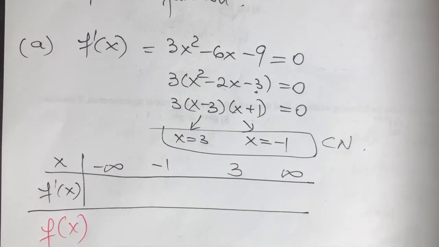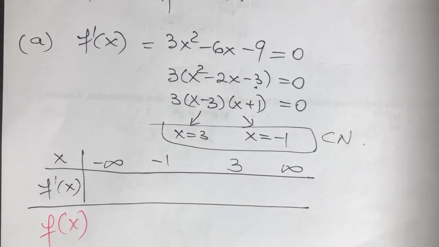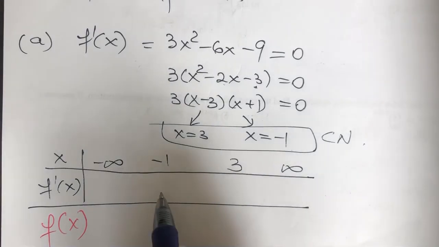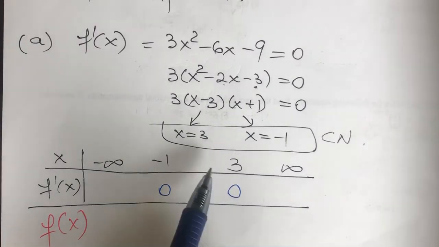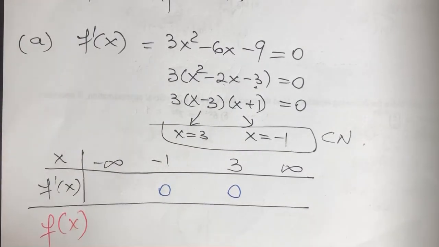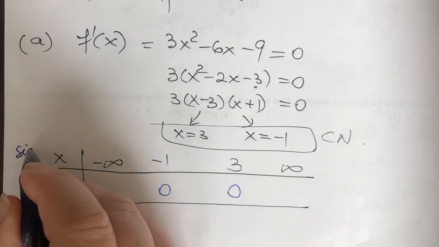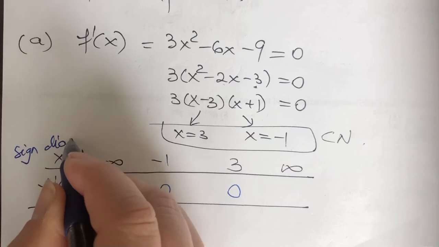All right, so we know that the first derivative is equal to 0 at these two values. That's how we found them. Okay, I need a sign. So it's a sign diagram. Is it positive or is it negative? Okay, there's the sign diagram.